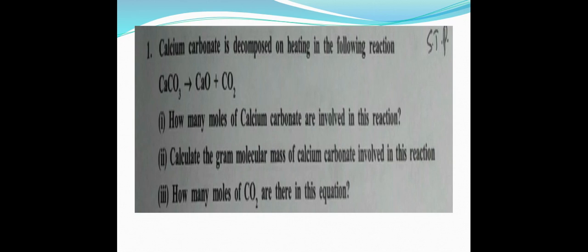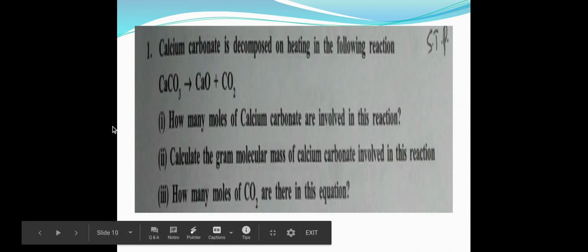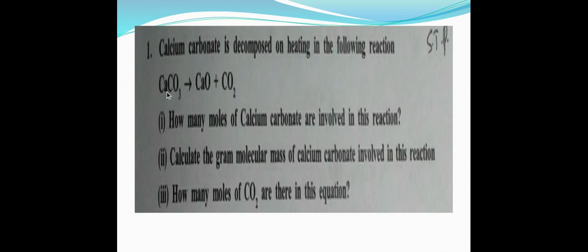The next problem is that calcium carbonate is decomposed on heating in the following reaction: CaCO3 gives CaO plus CO2. That is, 1 mole of calcium carbonate gives 1 mole of calcium oxide and 1 mole of carbon dioxide. Calcium carbonate is a compound, calcium oxide is a compound, and carbon dioxide is a compound.